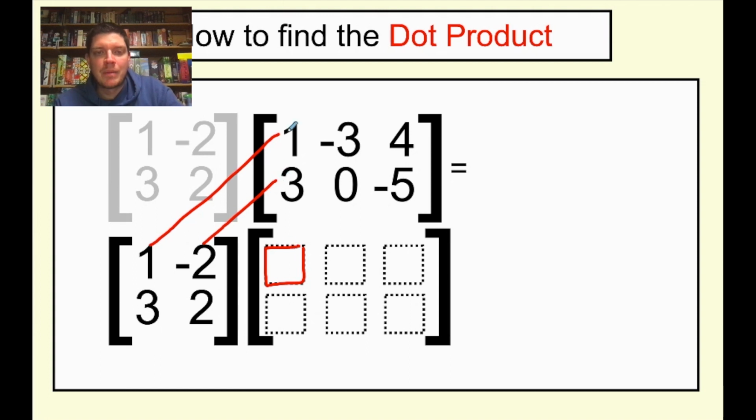So to find this number, I'm going to do 1 times 1 is 1, plus -2 times 3 is -6. So 1 plus -6 is -5. That's the number that's going to go right here. Let me just get an eraser really fast so I can get rid of this mess. Okay, so that number right here is -5.